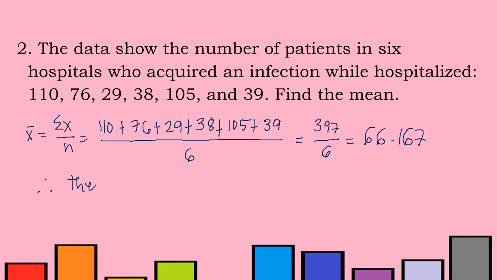Therefore, the mean number of patients is 66.167. So this is actually the mean. It's not necessarily a whole number, but you are just trying to describe or represent the given data.